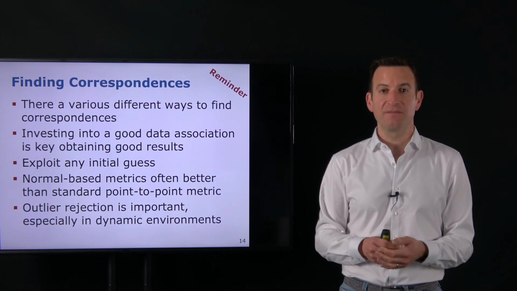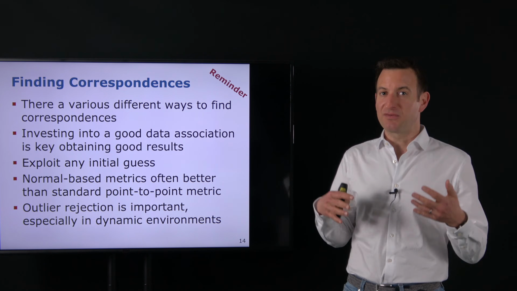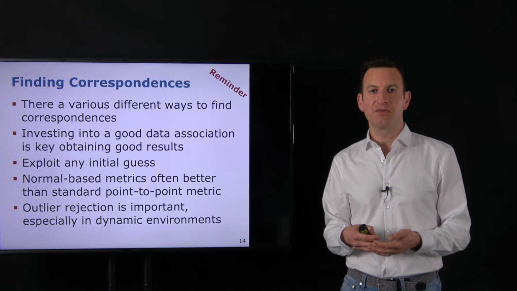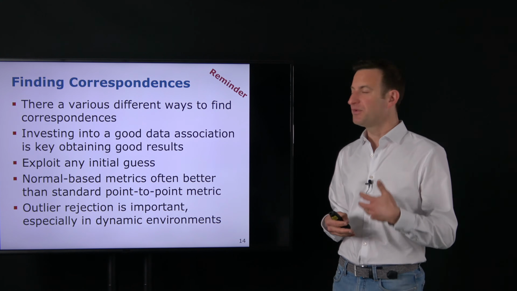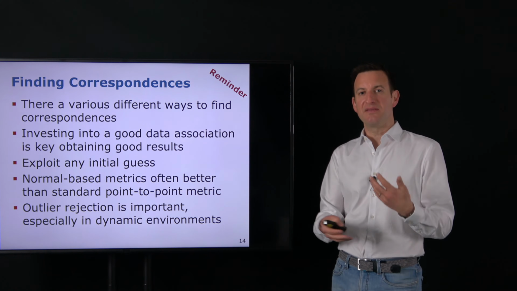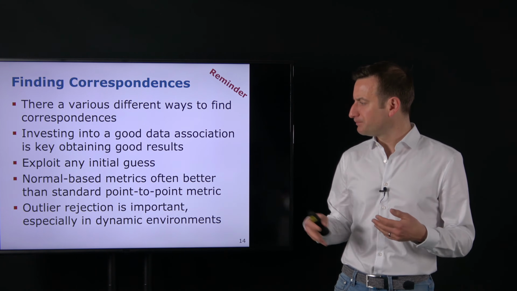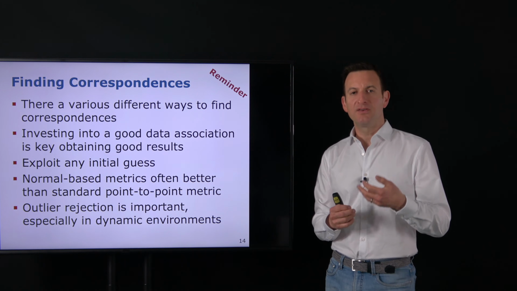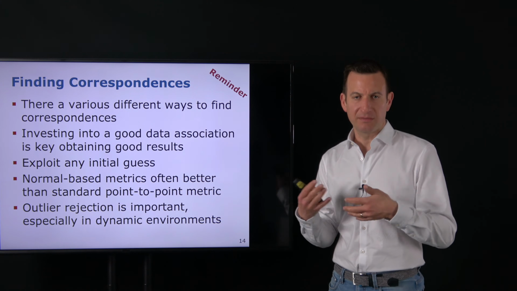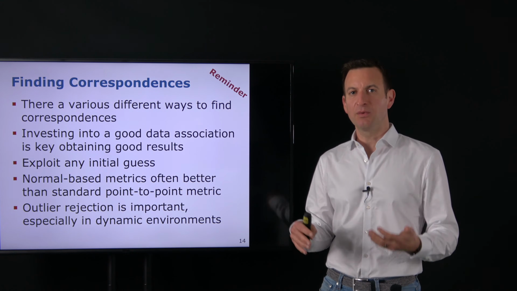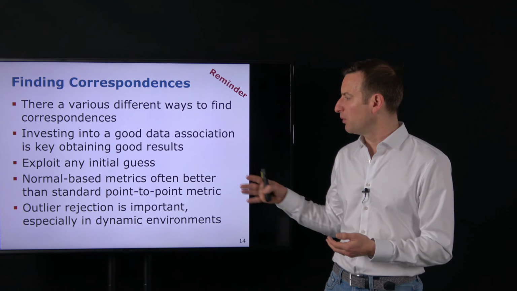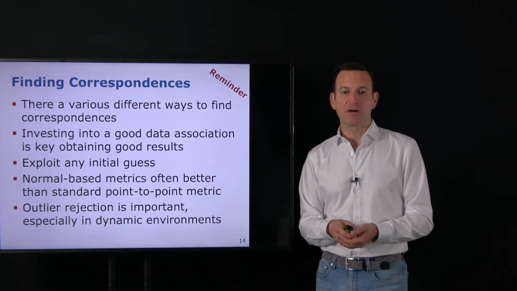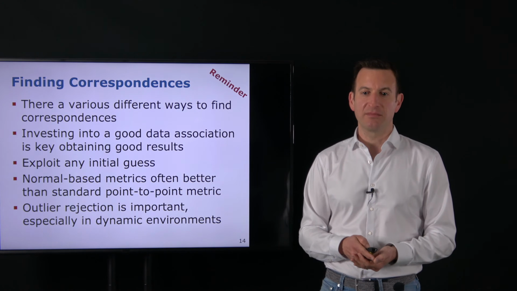Nothing changes in here. If you have an initial guess, for example, from wheel odometry or from other sensing modalities, you should exploit that information because a good initial guess helps you to do better data associations and in this way end up with a better alignment. We also have seen that normal-based metrics typically work better. So if you, for example, use the point-to-plane metric, it typically works better than the point-to-point metric. We will see something similar here today, and we need to take care of outliers, especially in dynamic environments.